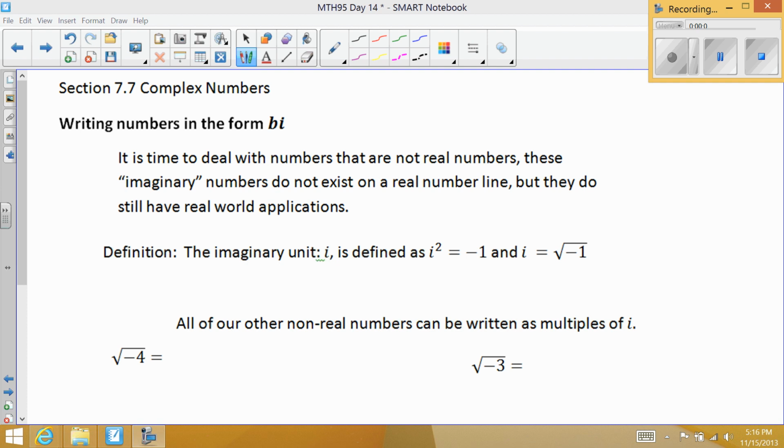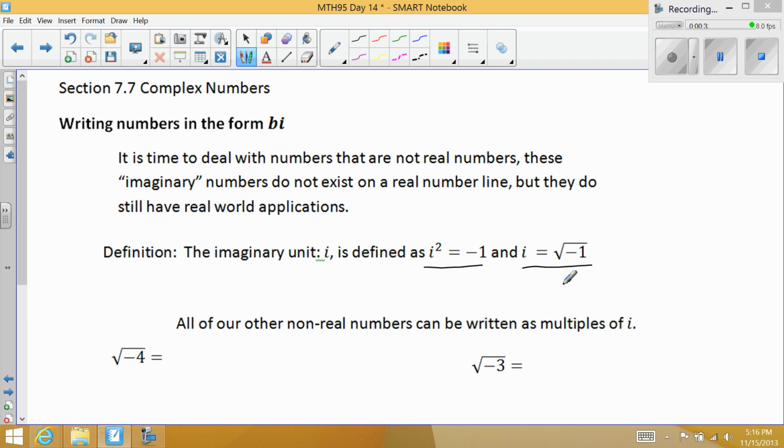Complex numbers. This is a topic we've kind of been dancing around for a couple of weeks now, so it's time to deal with it. These are numbers that are not real numbers, which means they don't exist on a real number line, but they do still have real-world applications, so they're often called imaginary numbers. We start by defining the imaginary unit i, where i squared is equal to -1, and i is the square root of -1.